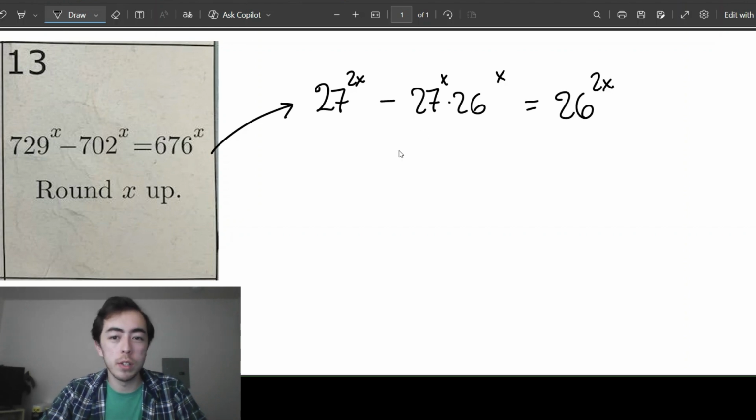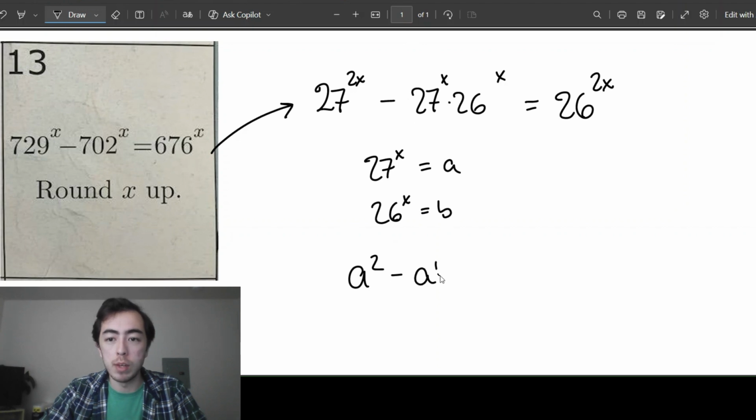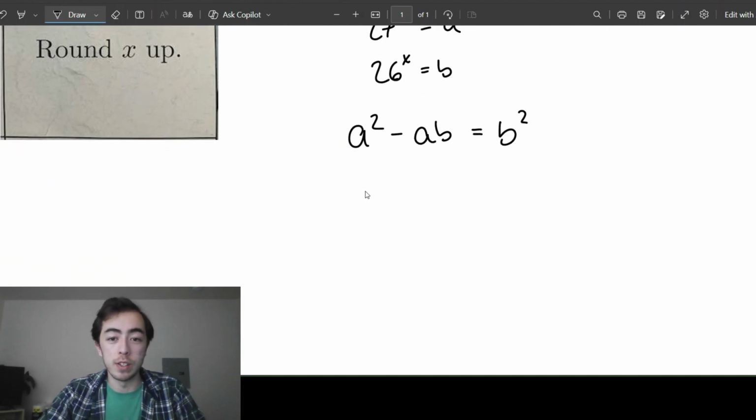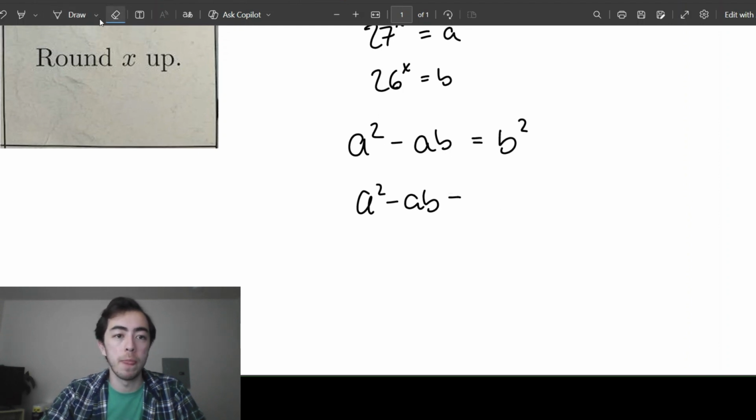And here, let's do a little bit of substitution. Let's just call 27 to the power of x, say, a, and then 26 to the power of x, b. And then here we could rewrite this as a squared minus ab equals b squared. And this kind of looks like a quadratic, so we could set it equal to 0. And that should be a squared minus ab minus b squared.